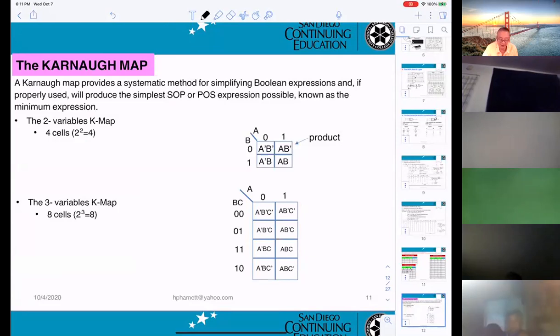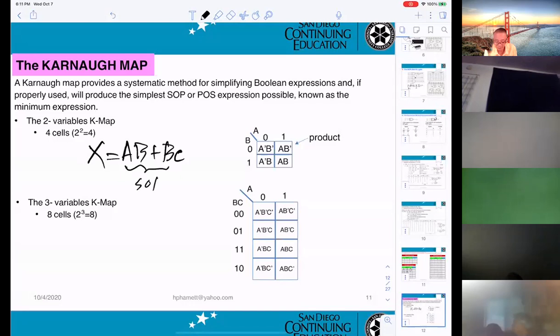I'll give you an example. If you get X equals AB or BC, that's what they call a SOP, sum of the product. A and B mean the product. B and C mean the product. When they are added, you get a sum of product. Okay? And another one will be a product of sum.